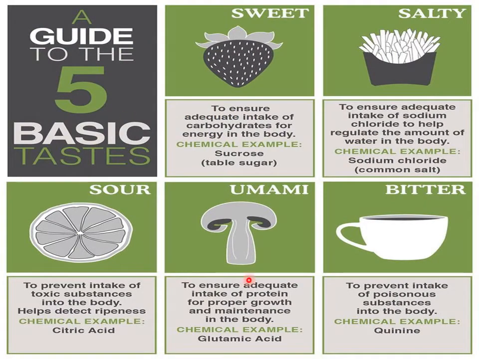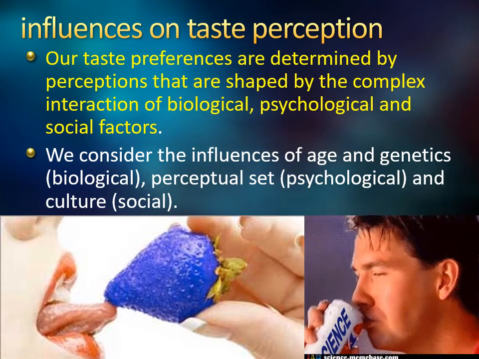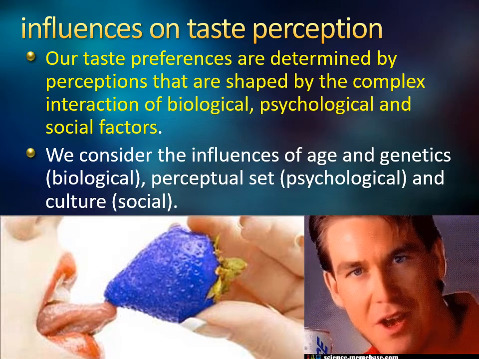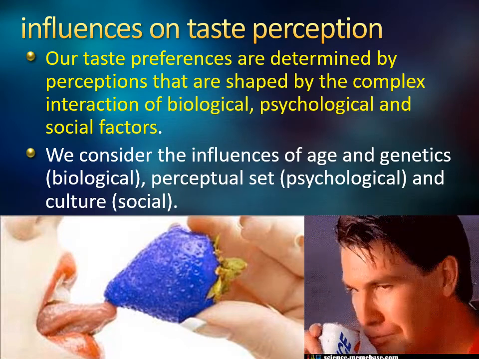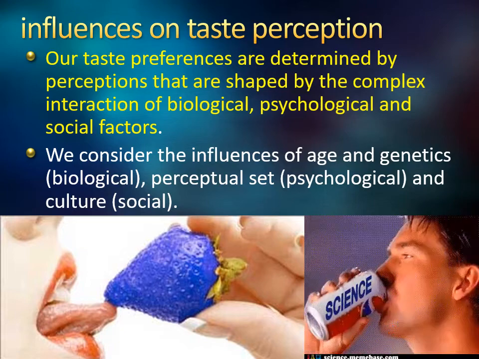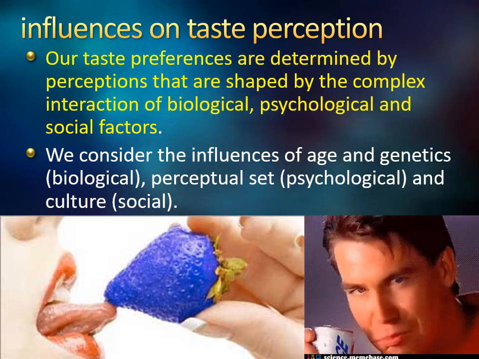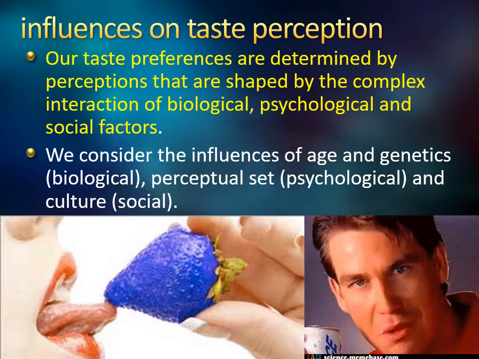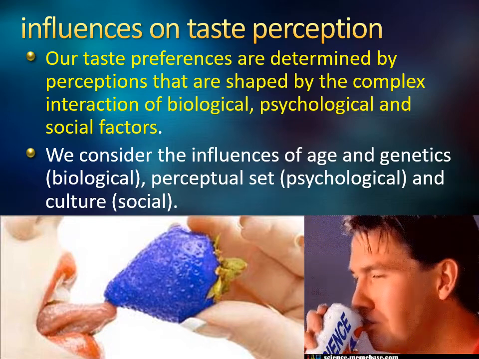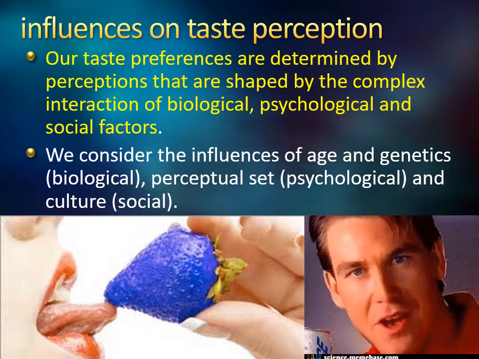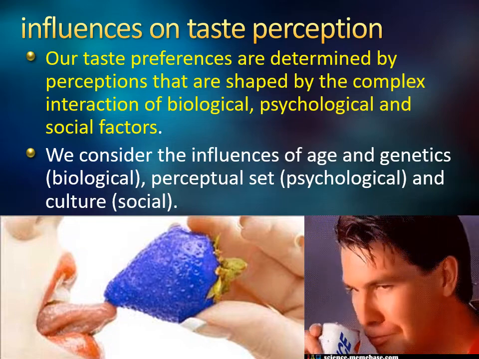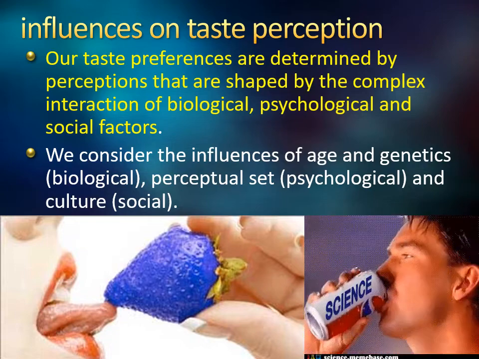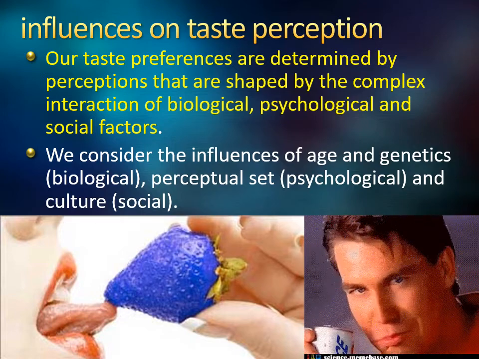Alright, so this is a good example. You may want to put that into your notes. So, influences on taste perception. Our taste preferences are determined by perceptions that are shaped by the complex interaction of biological, psychological, and social factors. We consider the influences of age and genetics, so biological, and perceptual set, psychological, and culture, social. This is very important. Make sure you pay attention.